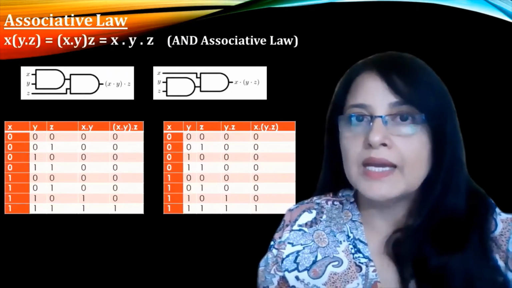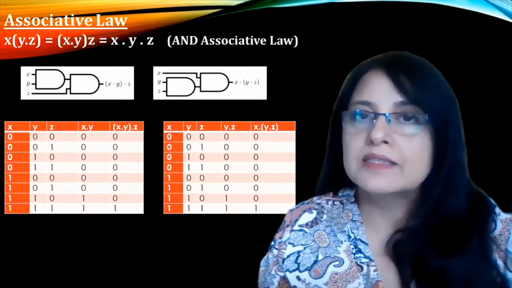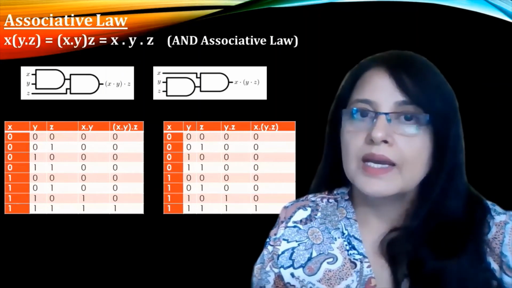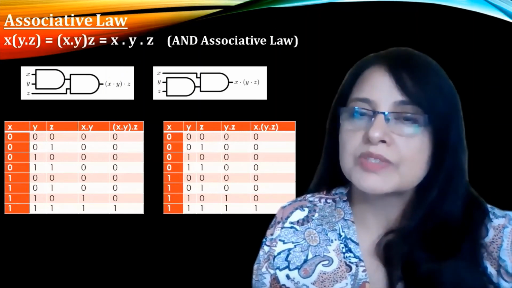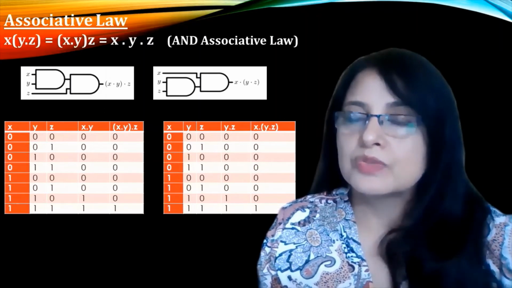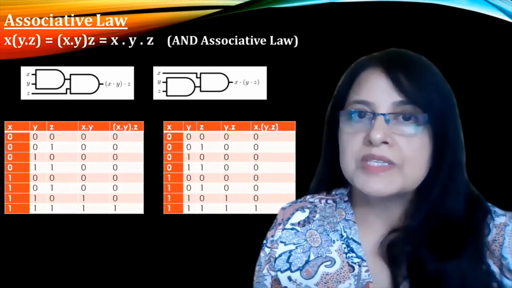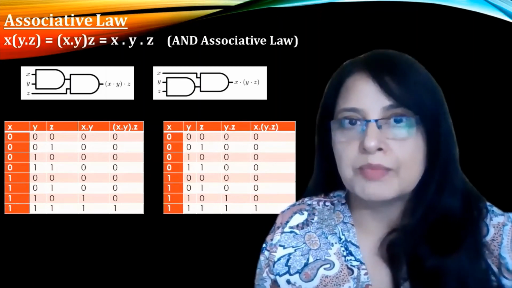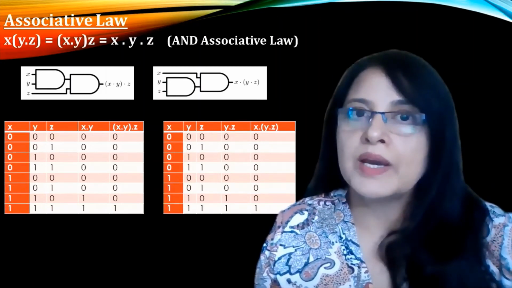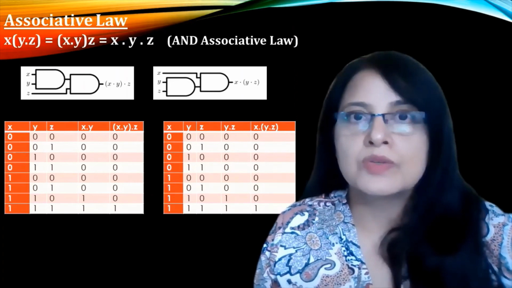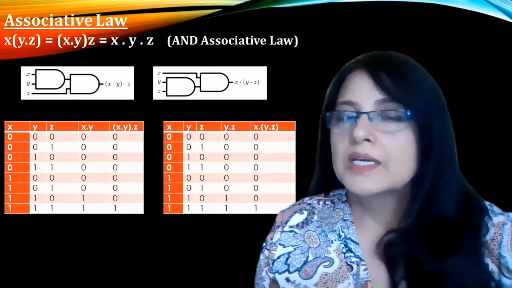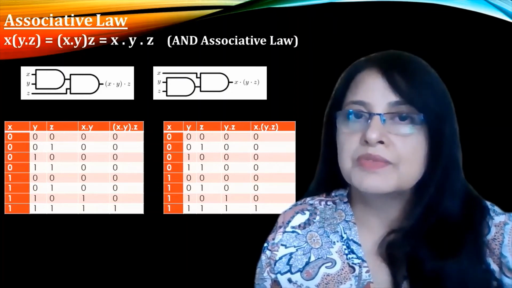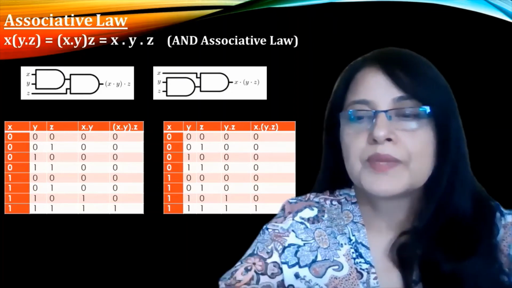We can use the AND associative law exactly the same way. Here again, we have the circuits, and then we use the truth tables to prove this associative law, where we say x dot (y dot z), or (x dot y) and then dot z. It doesn't matter, whichever way you write it, it will give you the same output.